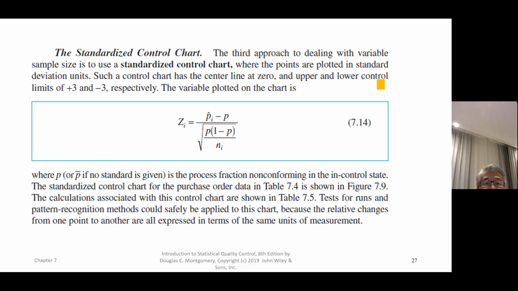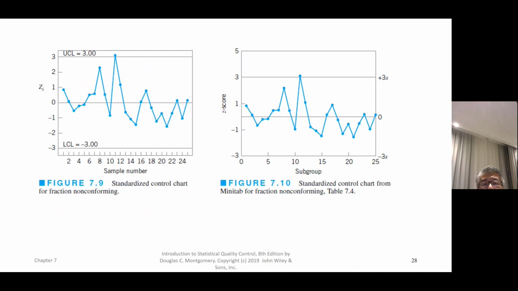The standardized control chart for the purchase order data is shown in Table 7.4 and Figure 7.9. The calculation associated with the control chart is shown in Table 7.5. Tests for runs and the pattern recognition method can safely be applied to this chart because the relative changes from one point to another are all expressed in terms of the same unit of measurement. So it has been standardized.